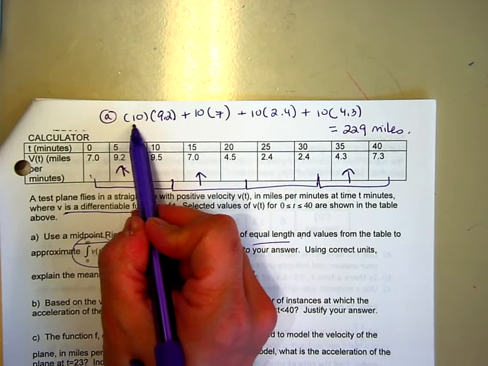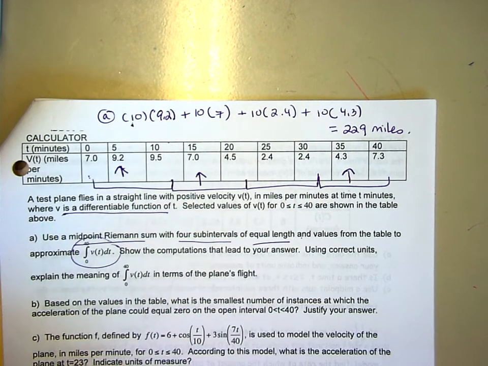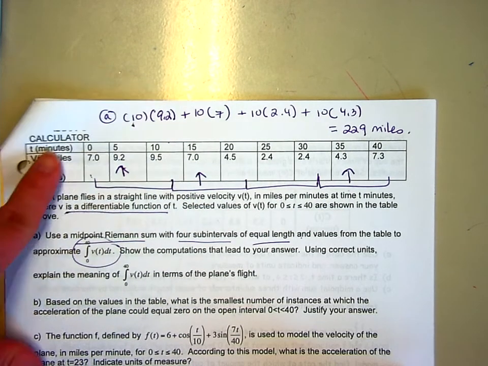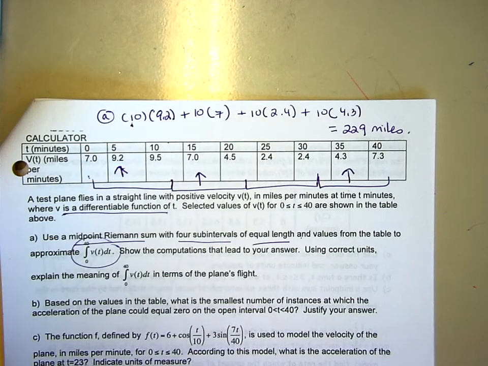Because the units are minutes, miles per minute, all the minutes drop out, so you're left with total miles. They want to see the computations. There's your answer, and then it also asks you, using the correct units, to explain the meaning.